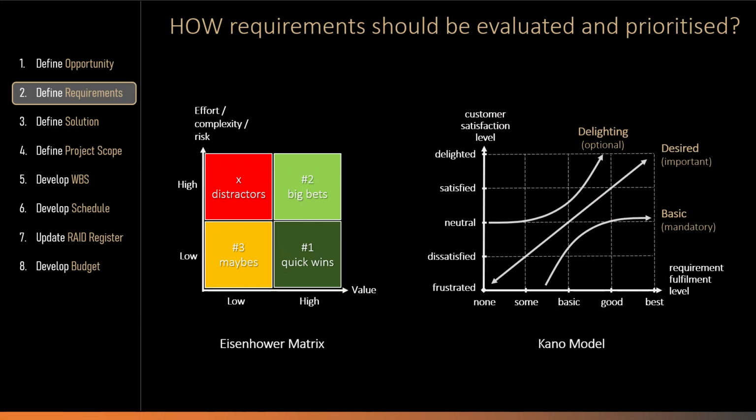So by using these two tools together, we can make sure the project doesn't simply try to deliver everything. Instead, we focus on the requirements that are valuable, realistic, and have the highest impact on stakeholder satisfaction. The goal is to plan the project so that it delivers the right things with the right level of ambition and avoids unnecessary complexity.